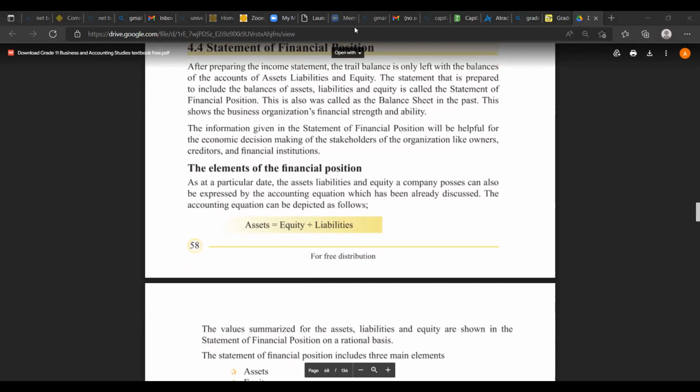Risandi Jayavira, can you read the elements part, elements of financial position?